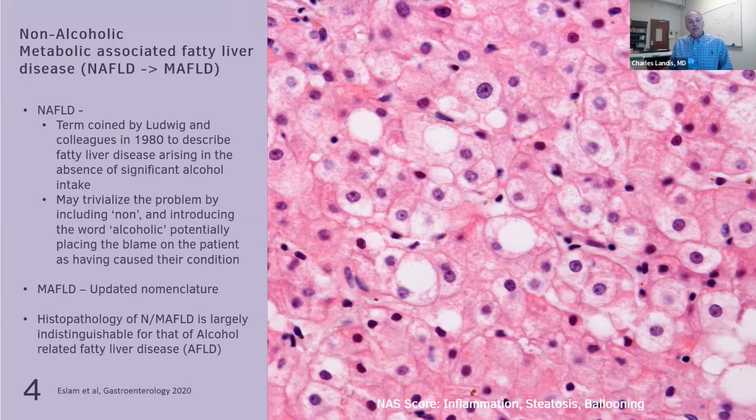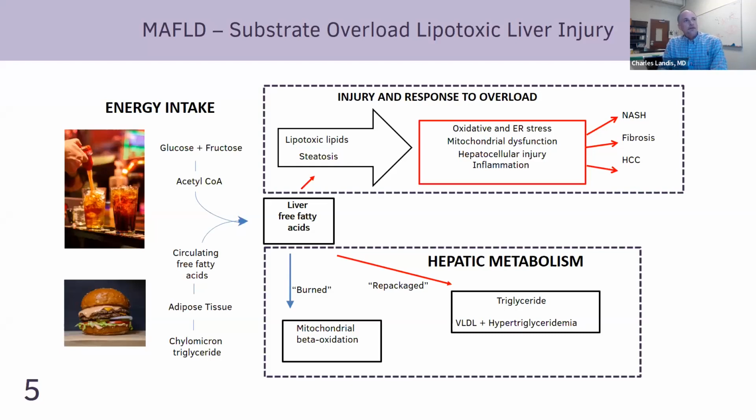And then really the hallmark is something called ballooning or balloon degeneration, which is these large, ballooned, injured hepatocytes, which may be on their way to dying and leading to regeneration, and also leading to cytokine uptake and production from inflammatory processes, which can also lead to the pathophysiology. The way we like to think about it is as substrate overload lipotoxic liver injury.